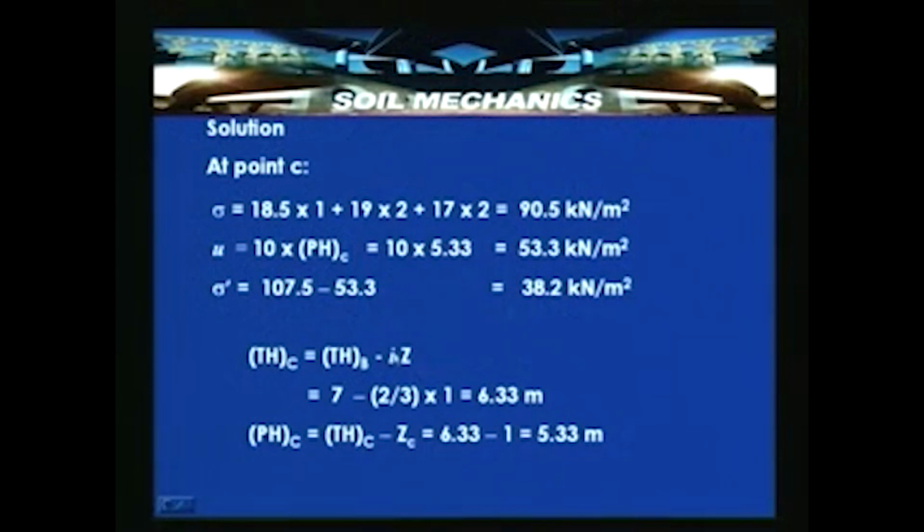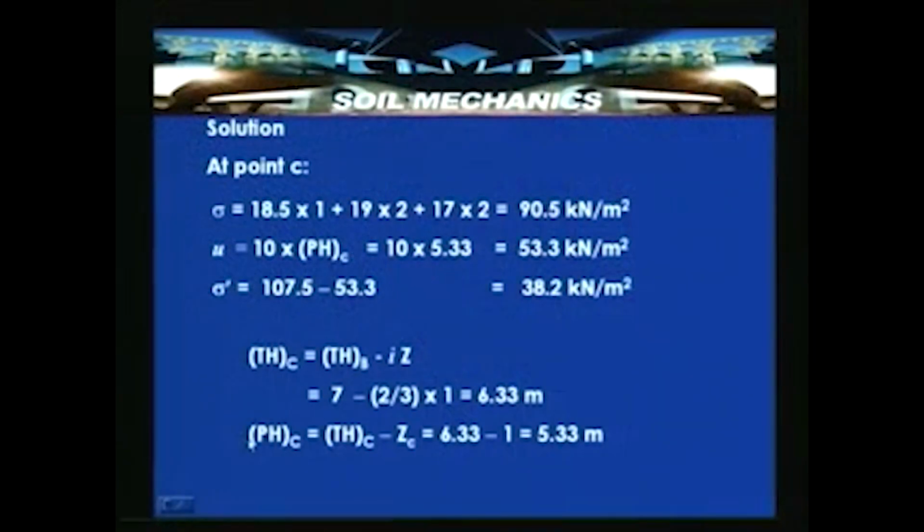So, here at this particular point, i is 2.2 by 3 and z is equal to around 1 meter. So, the total head at C should be around 6.33. That means that 0.67 meters of the head is already lost. So, that is what we were discussing while introducing this problem.